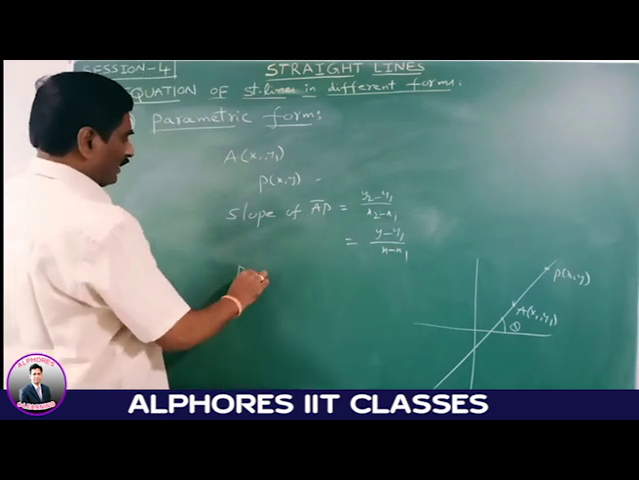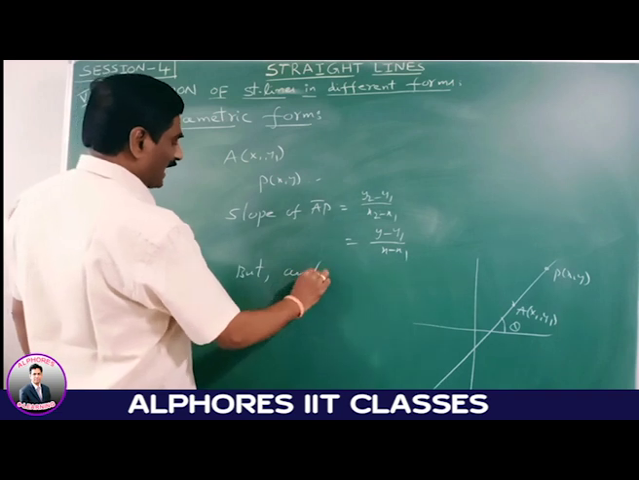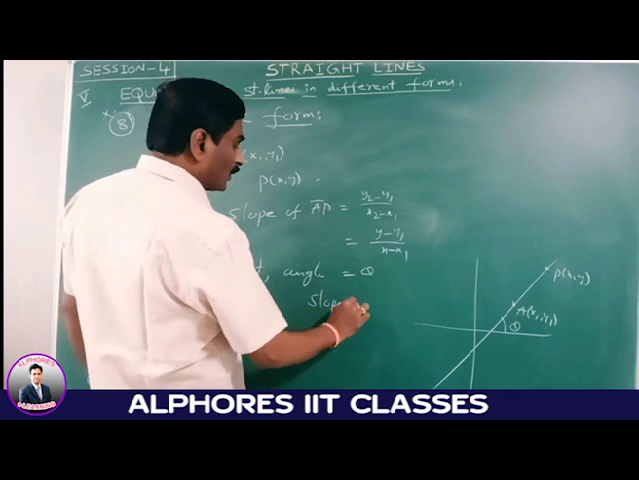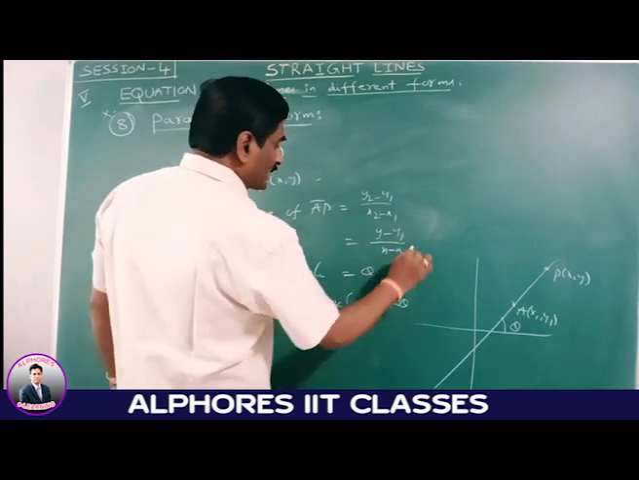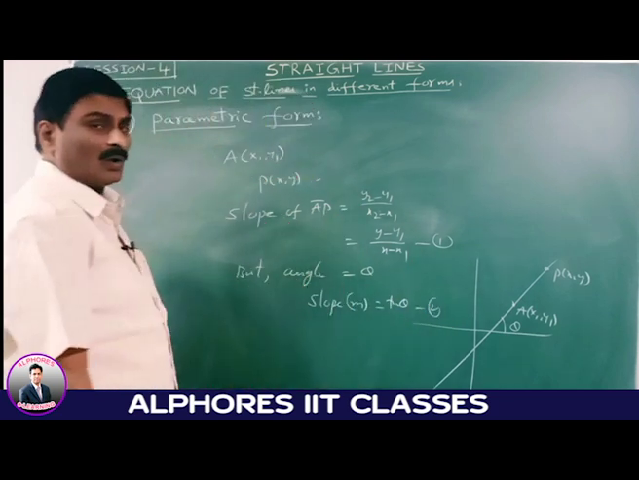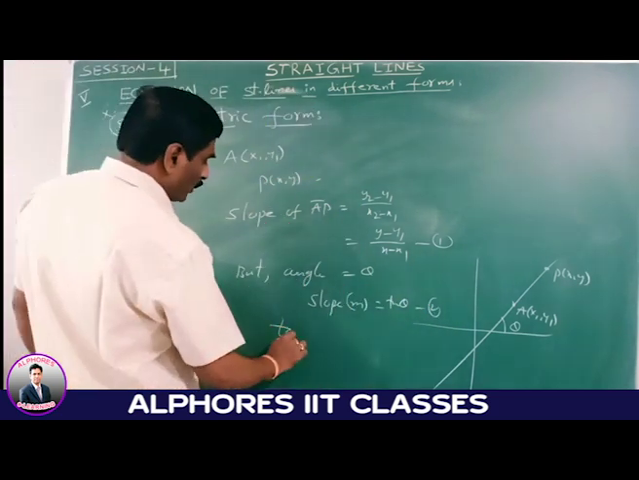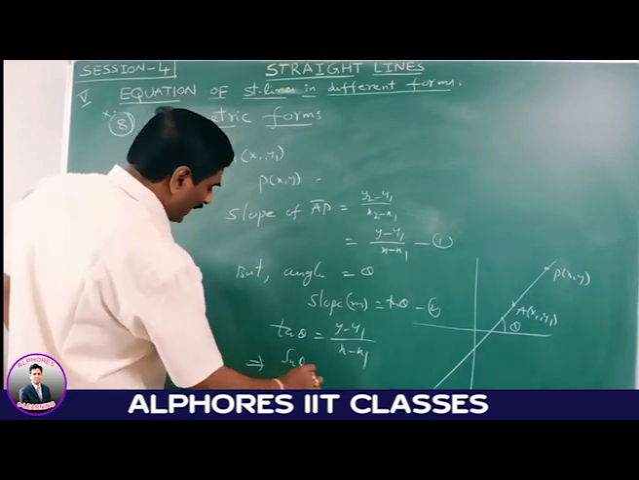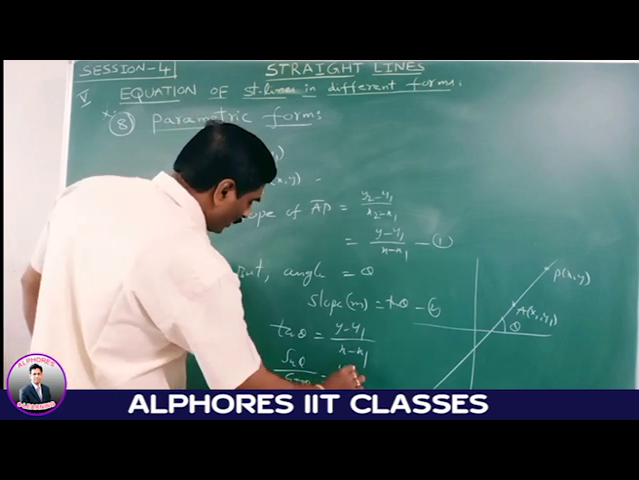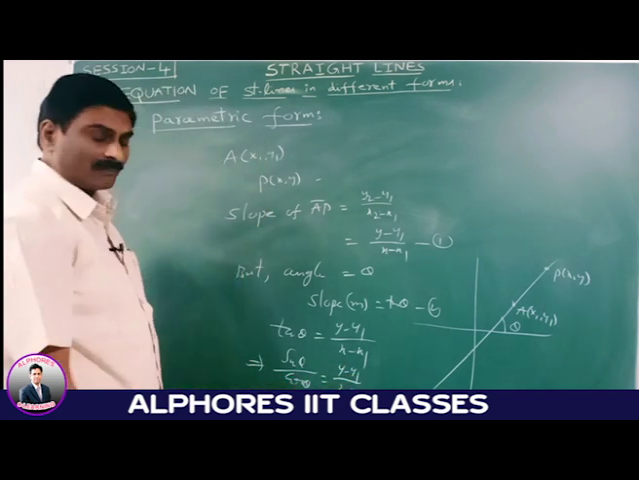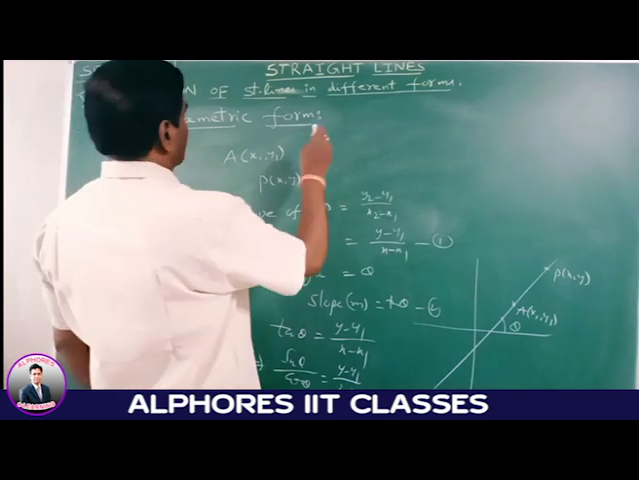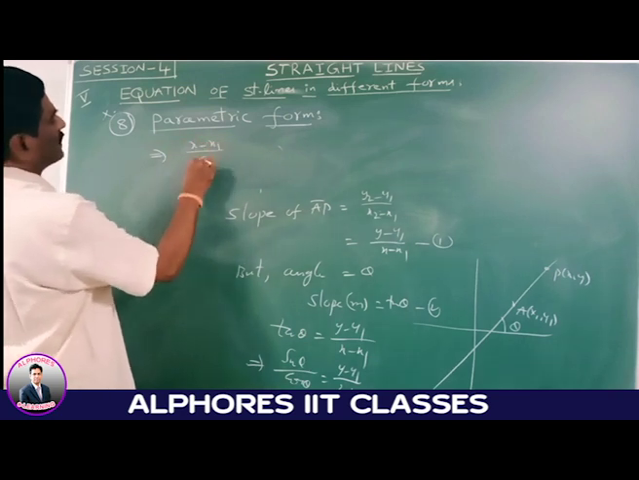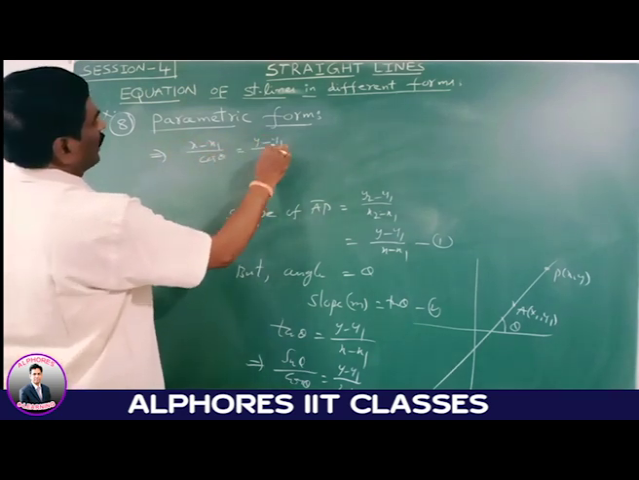But what is the angle of inclination? The inclination of the line is theta. Therefore, slope m is equal to tan theta. It is also a slope. From 1 and 2, tan theta is equal to (y minus y1) by (x minus x1). Tan theta means sin theta by cos theta is equal to (y minus y1) by (x minus x1). That implies (x minus x1) by cos theta is equal to (y minus y1) by sin theta.